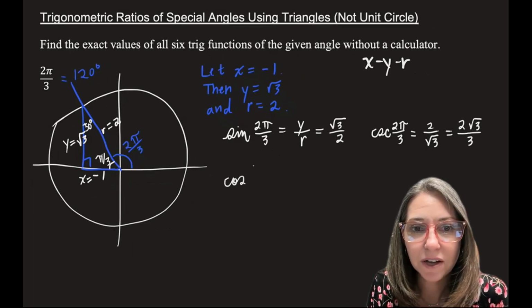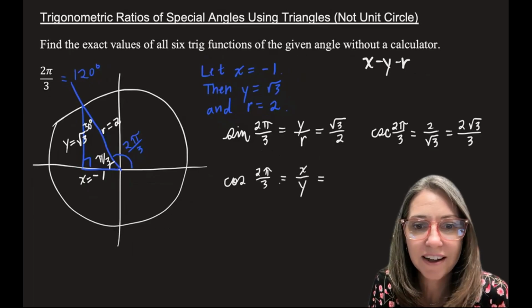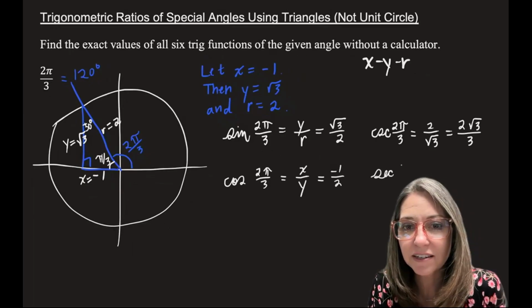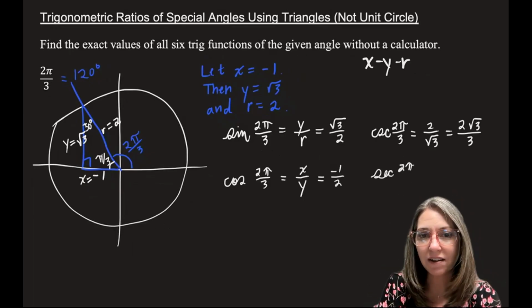Next, we have cosine of 2 pi over 3. Cosine of 2 pi over 3 is x over r. The x side of that triangle is -1, r is 2. And its reciprocal is secant. Secant of 2 pi over 3. The reciprocal of -1/2 is -2.